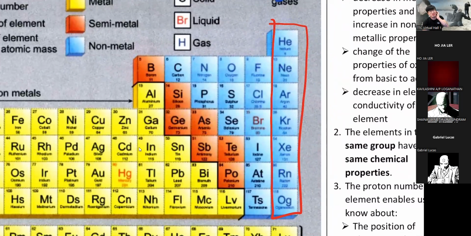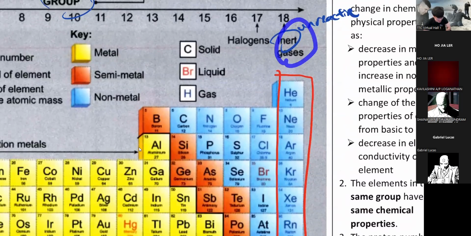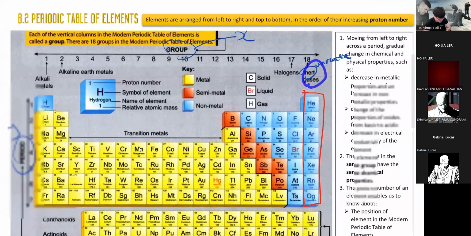Would they explode? No. Would they give you colorful flames? No. Would they react with water and explode? No. They won't do anything. So these are very boring gases. There are no experiments about them because there's nothing to see. This is why we call them inert gases. All right, so these are your groups.